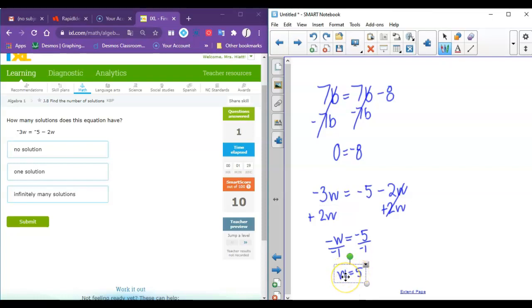Now this is a solution. You have one single solution. 5 is the only solution that you have. So if you've got a problem where you can get a number for your answer, you have one solution. So that's what we're going to choose here.